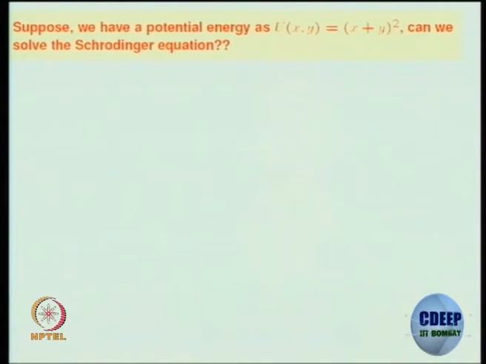So suppose I had given you a potential energy which is (x plus y) the whole square. You can take it to be motion in 2 dimensions. Suppose I have a potential energy which is (x plus y) the whole square. Can you solve the Schrodinger equation? How will you solve it?